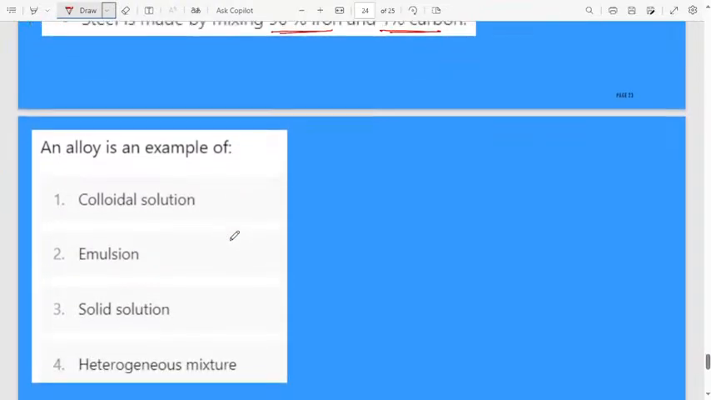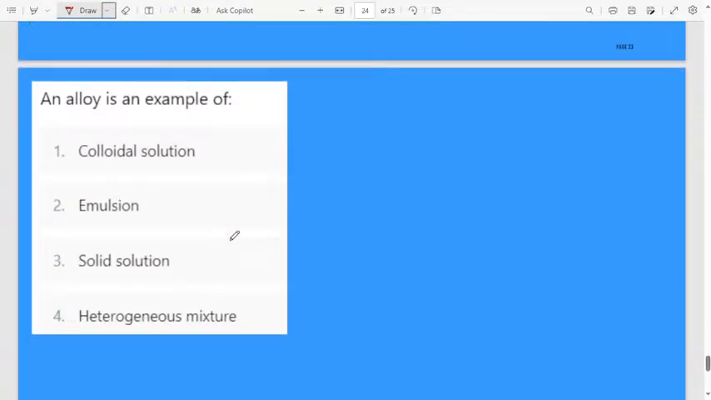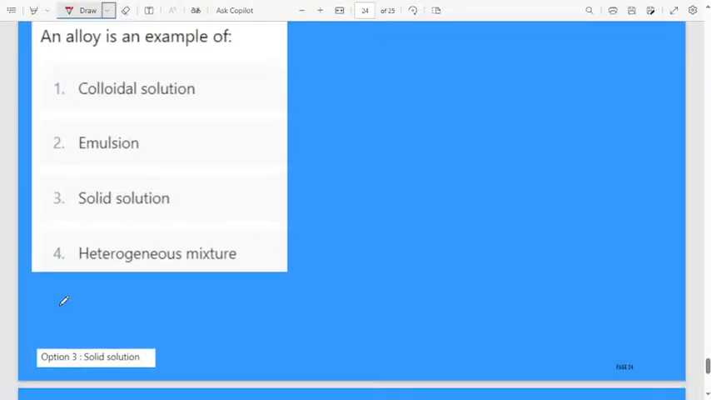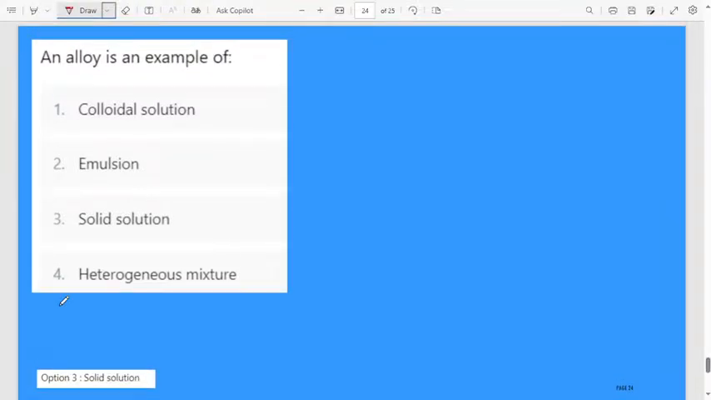Next, an alloy is an example of, first option colloidal solution, second option emulsion, third option solid solution, fourth one is heterogeneous mixture. Alloy is an example of solid solution. Yes, alloy is a combination of metal and non-metal, like that. Then it is a solid solution.